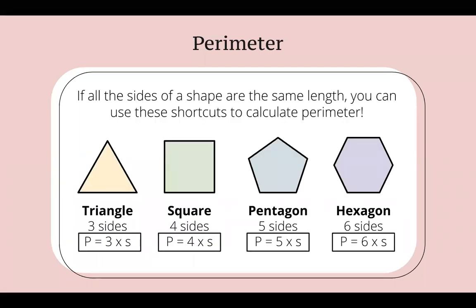Imagine S is the length of a side of a shape. If the shape has all sides of equal length, we can find the perimeter by multiplying the length of a side times the number of sides of the shape. For example, we can calculate the perimeter of a triangle with equal length sides by multiplying the length of one side, S, by the number of sides, 3.